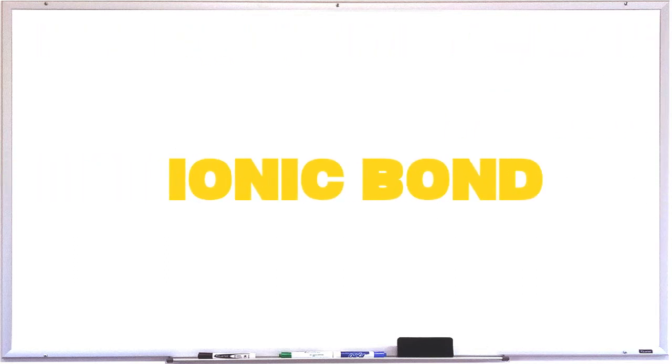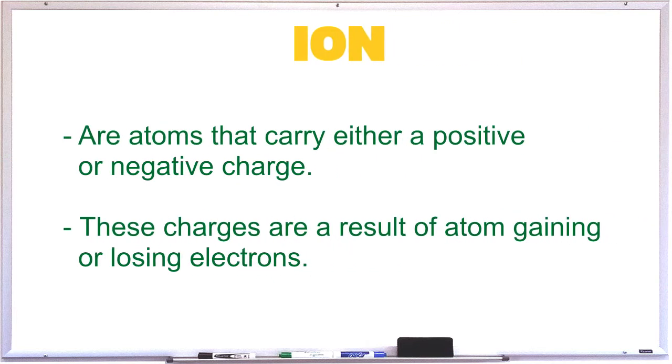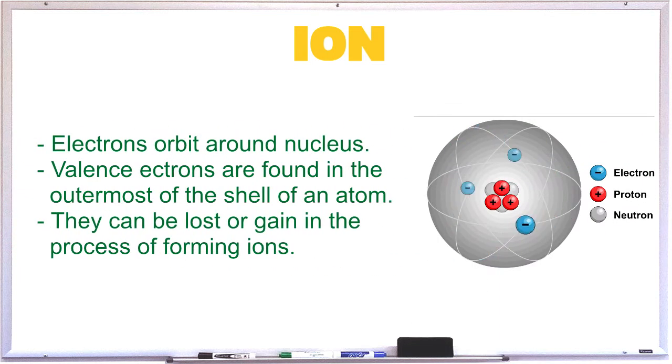So let's get started. Ions are atoms that carry either a positive or a negative charge. These charges are a result of atoms gaining or losing electrons. But how do atoms gain or lose electrons? We know that in an atom, electrons orbit around the nucleus. The valence electrons are the electrons found in the outermost shell of an atom. These are the electrons that are lost or gained in the process of forming ions.